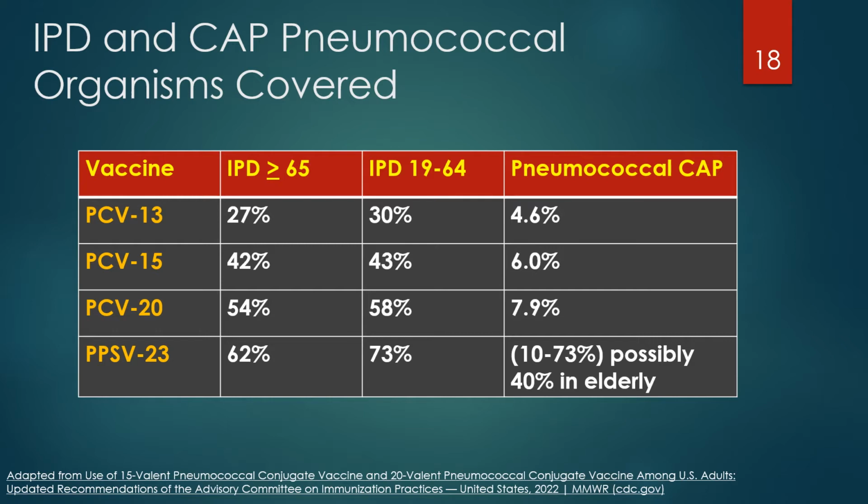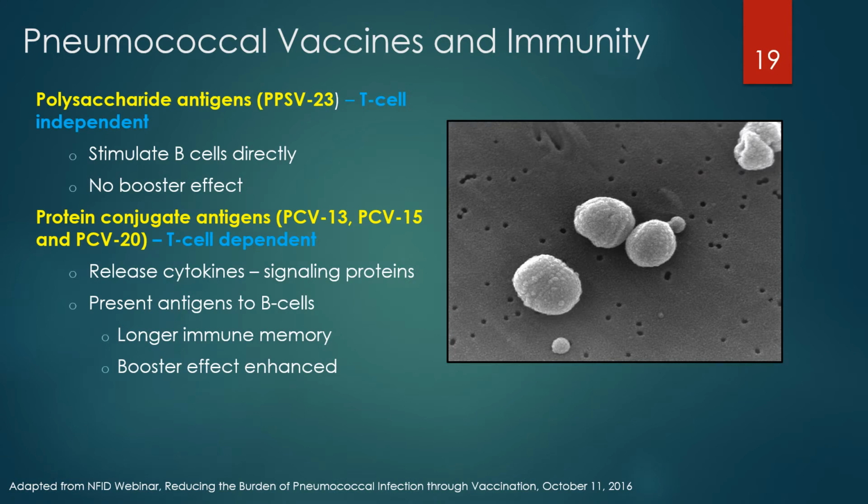PCV20 covers 54 to 58% of the organisms causing IPD and 7.9% of pneumococcal organisms causing CAP. PPSV23 covers 62 to 73% of the organisms causing IPD and 40% of pneumococcal organisms causing CAP in the elderly. The polysaccharide antigens in PPSV23 are T-cell independent, meaning that they directly stimulate B cells to produce antibody. T-cell dependence is necessary for the booster response. Therefore, PPSV23 revaccination does not result in a booster effect.